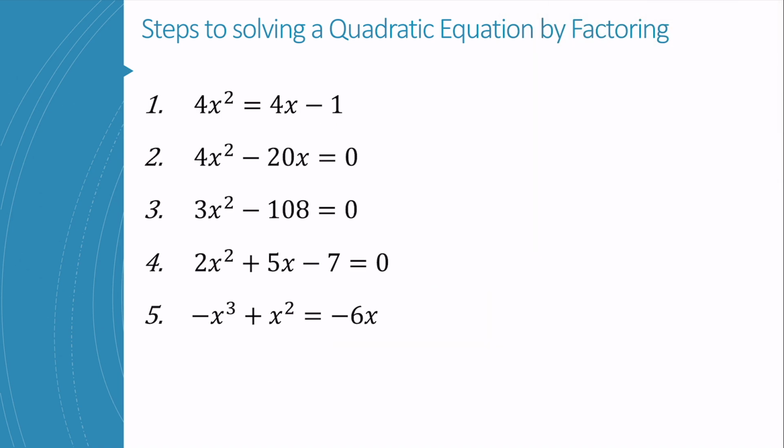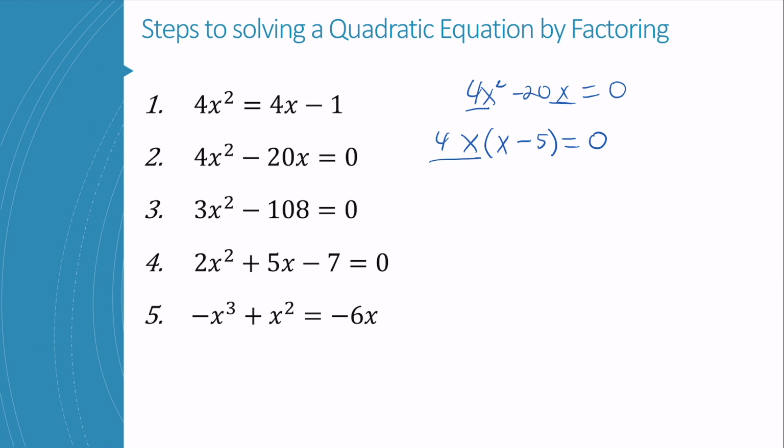In problem 2, I have 4x squared minus 20x equals 0. Now for this one, I can't find the factors of AC that add up to B because there's no C. But I can see that they have a greatest common factor. So in our general approach to factoring, we talked about in the last video, you always want to pull out the greatest common factor first and then factor as needed. So here the greatest common factor is definitely going to have an x in it, but it's also going to have a 4. So I have 4x times x minus 5 equals 0.